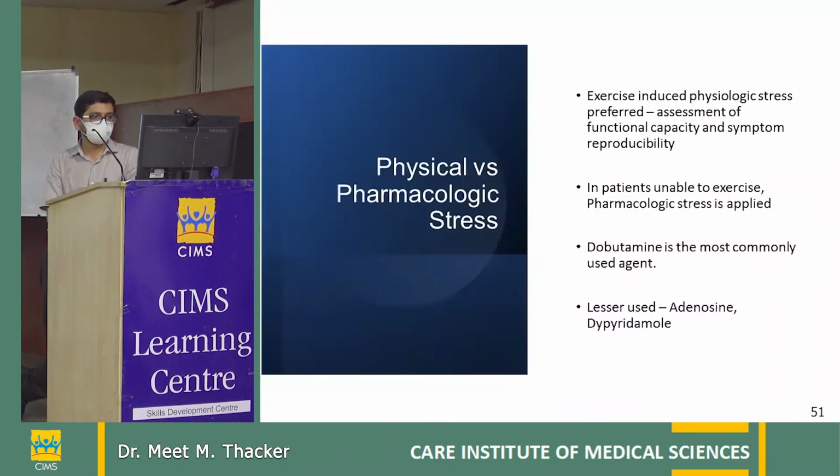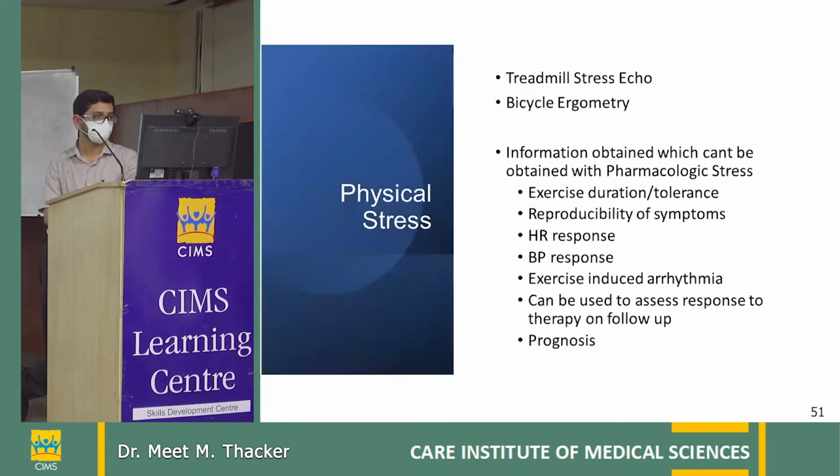Comparing physical and pharmacological stress, exercise-induced physiologic stress is always preferred. It helps in assessment of functional capacity and symptom reproducibility, as well as the stress echo. But in patients who are unable to exercise, pharmacological stress is used. Dobutamine is the most commonly used agent. Others like adenosine can be used.